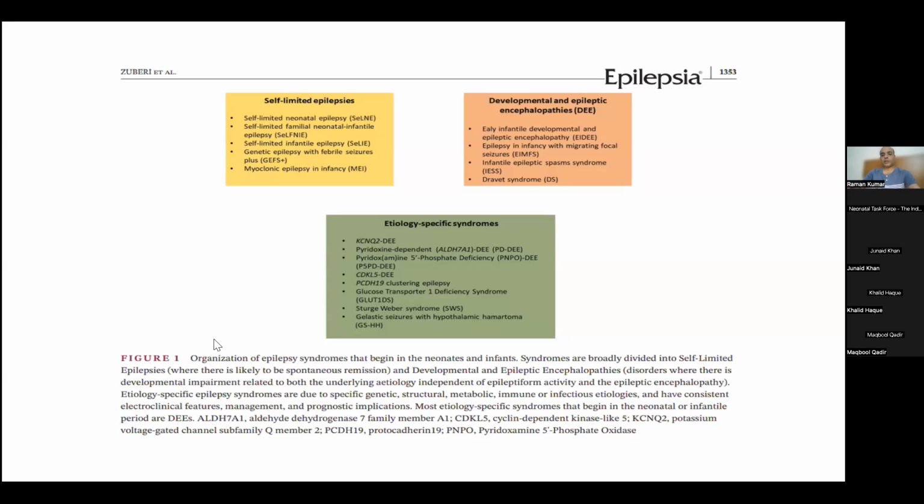And then we have etiology-specific syndromes, like, as I said, pyridoxine-dependent. We have PCDH19; I have a patient with PCDH19. We have Sturge-Weber, gelastic seizures, and KCNQ2 DEE. So there are certain genetic etiology-specific syndromes. There are self-limited syndromes, and then there are developmental and epileptic encephalopathies. In self-limited, we mostly see self-limited neonatal epilepsy and self-limited familial neonatal-infantile epilepsy. So various types of epilepsy.